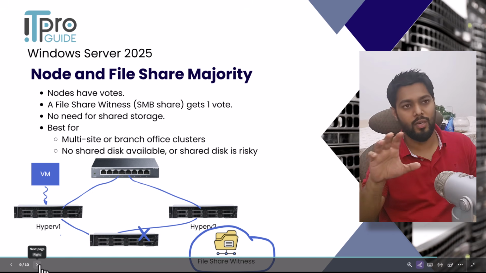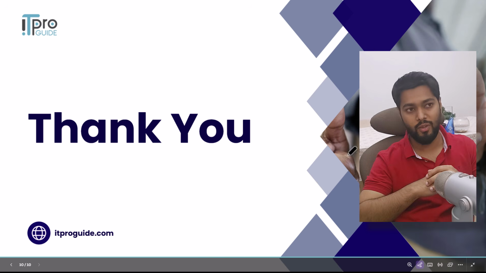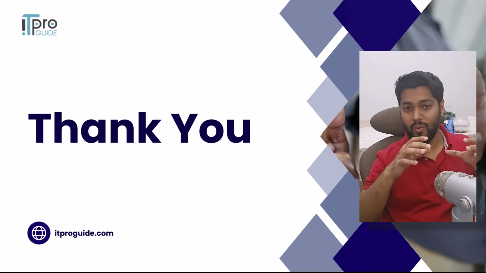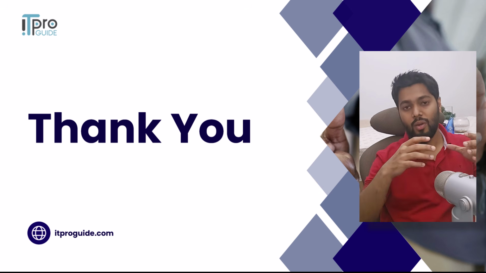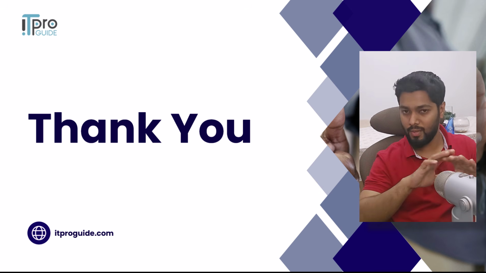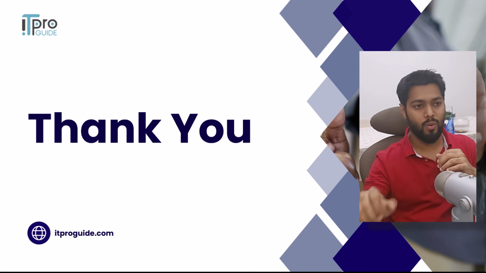So let's quickly recap what we have covered. We talked about quorum in Windows Server failover clustering and its importance. There are different ways to configure it. Use node majority if you have an odd number of servers. If you have an even number of servers, then go for a disk witness. If you cannot afford a disk witness, then use an SMB file share. These are the best options that are available with Hyper-V failover clustering.